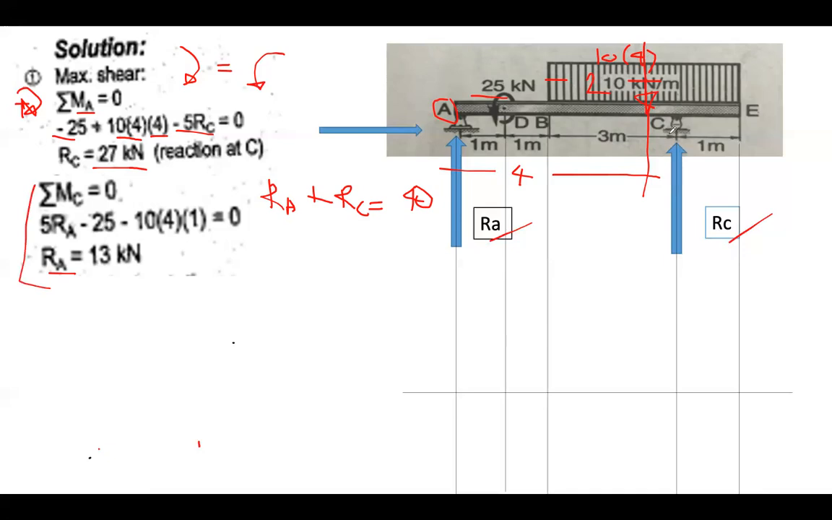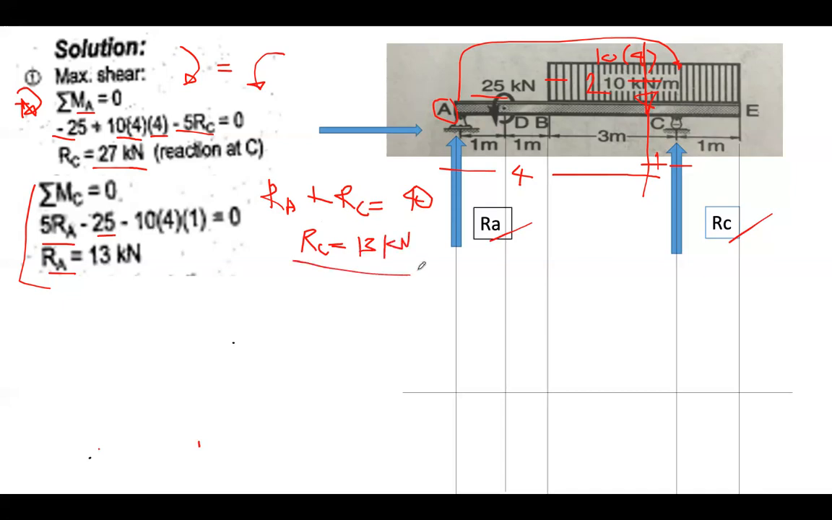Okay, we take moment at C. 5 RA is in this direction here. Negative 25 because it's counterclockwise. Then 10 times 4, the distance over here is just equal to 1. So it's up to you how you're going to calculate. This one will lessen your time, especially for the board exam type. But make sure that prior to this, the calculation is all correct.